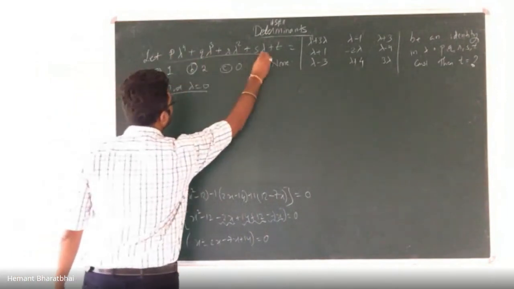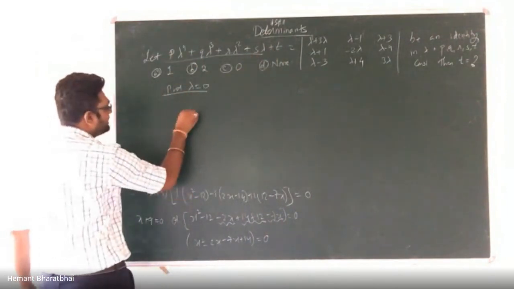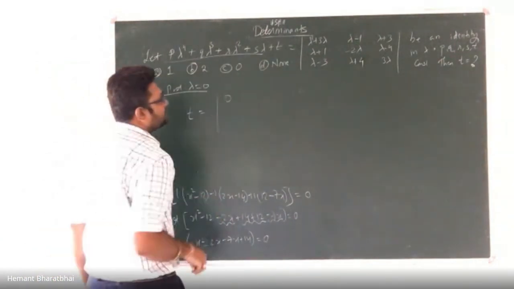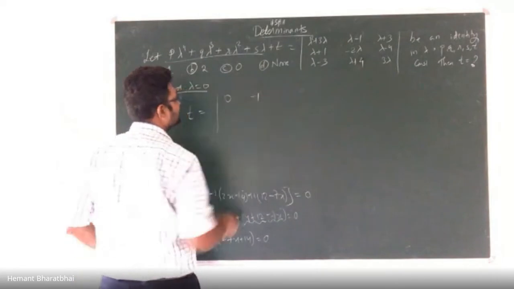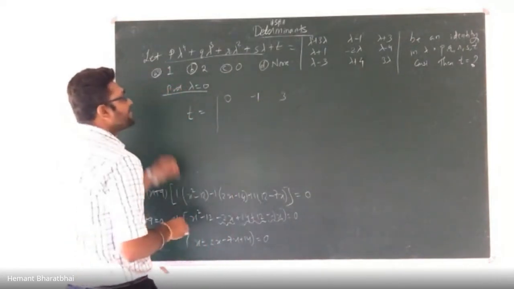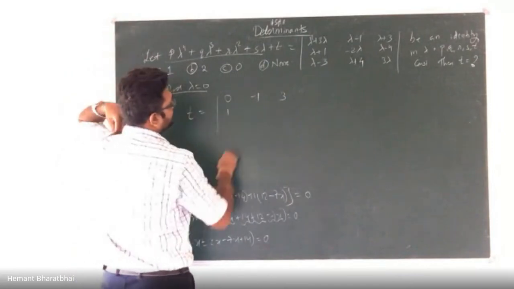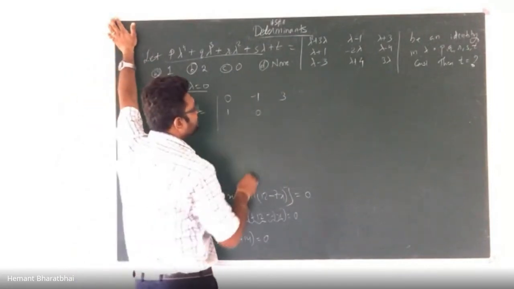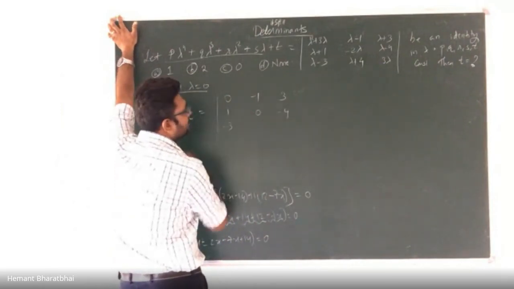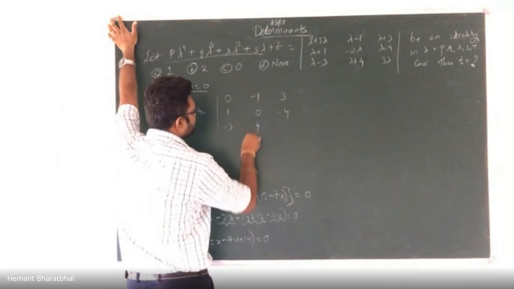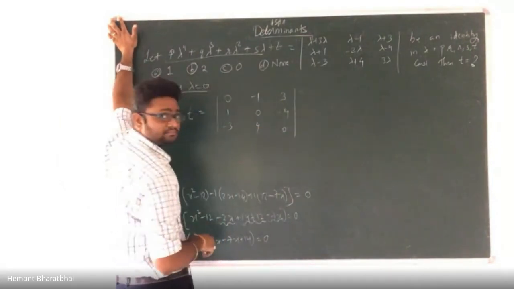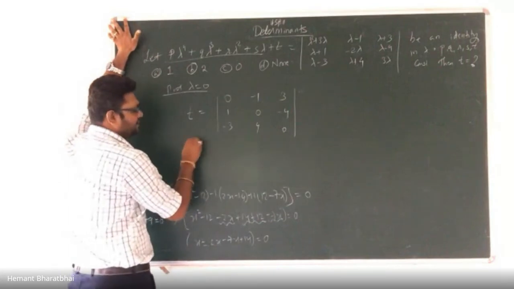So all these terms will become 0, and what only remains over here is t is equal to the determinant. This will also become 0. 0 minus 1, that is minus 1. Then 0 plus 3, that is 3. And 0 plus 1, that is 1. This will also become 0. 0 minus 4, that is minus 4. 0 minus 3, that will be minus 3. 0 plus 4, that will be 4, and this will also be 0. So let's find out the value of this determinant.